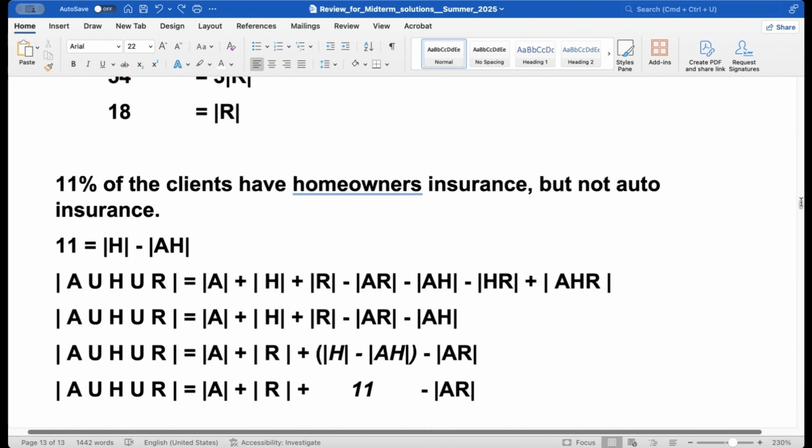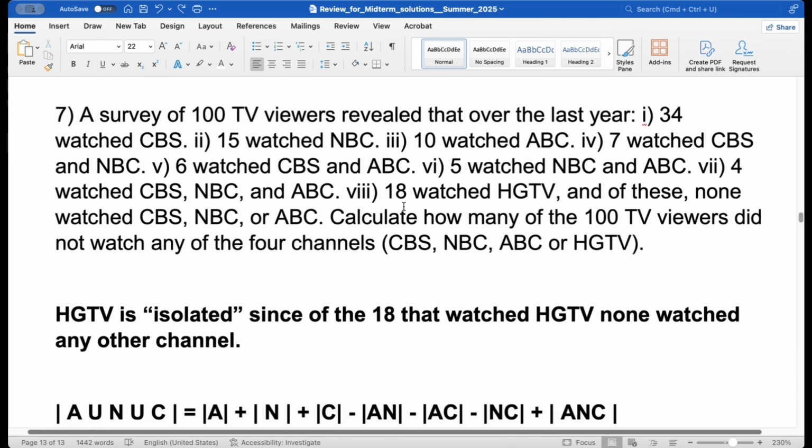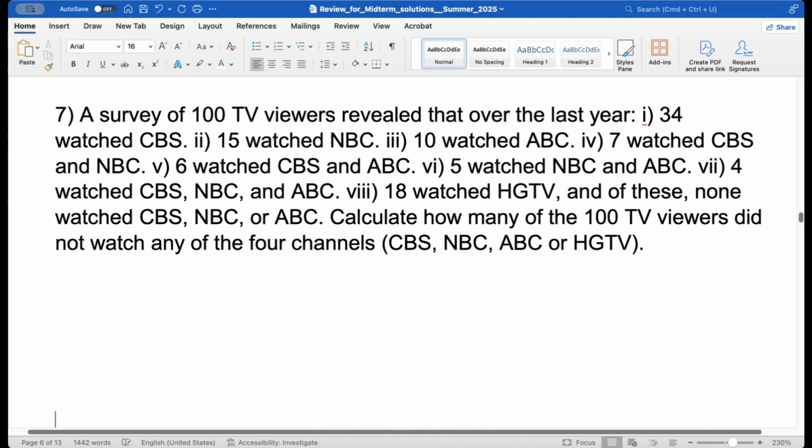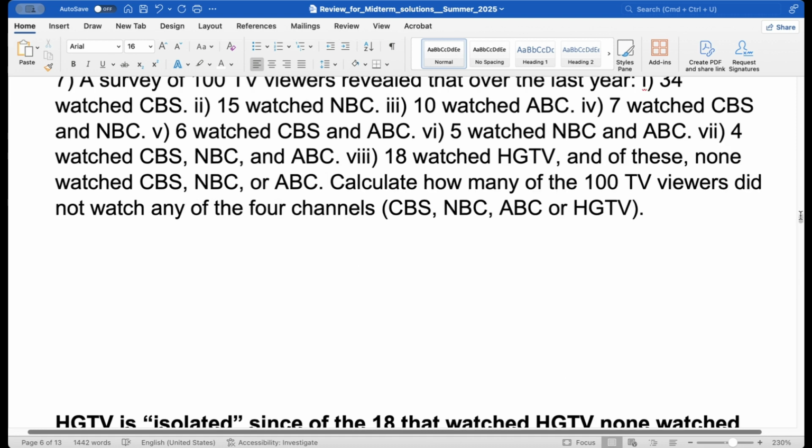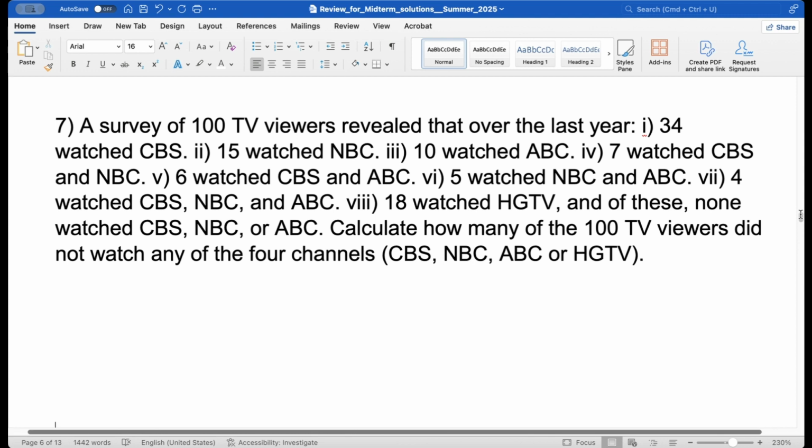All right, number 7. Now, number 7 looks messy because there are seemingly 4 categories, but we can reduce it back to 3. Of 100 viewers here, 34 watch CBS, 15 NBC, 10 ABC, 7 in the overlap of CBS and NBC, 6 in the overlap of CBS and ABC, 5 in NBC and ABC, 4 watched all 3 of those, 18 watched HGTV and nothing else.